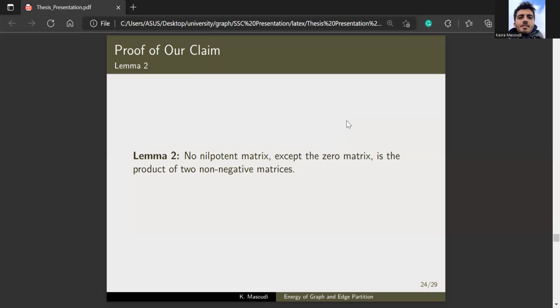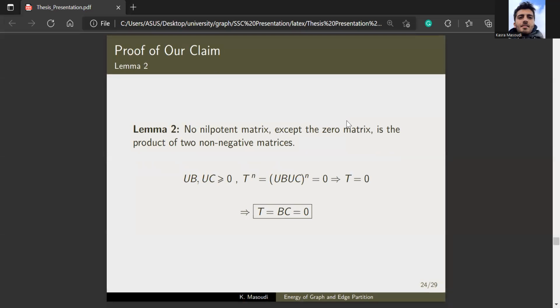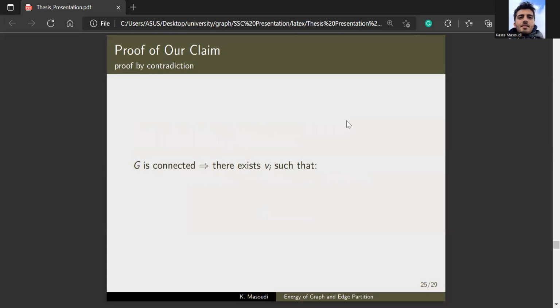And we know that T is nilpotent. Also, T is the product of UB and UC. And we know that UB and UC are positive semi-definite. So by the above lemma, T must be 0. Therefore, BC is 0. Now, we want to prove BC is not equal to 0, as we assume G is connected.